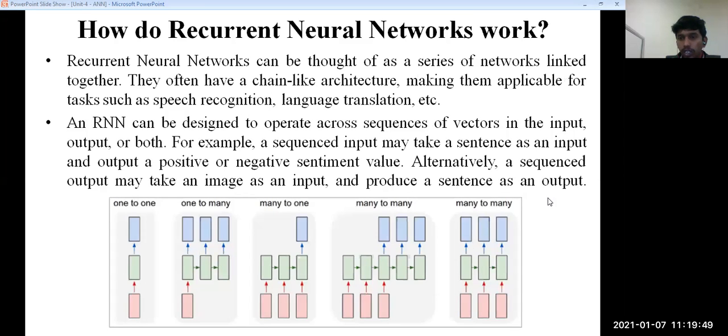So how actually does this RNN work? What is the working methodology of your recurrent neural networks? Recurrent neural networks can be thought of as a series of networks linked together. Here you can see the representation of your various understanding of your RNN. It can be one-to-one representation, that is input, hidden layer, and output. And here you can see one input, multiple hidden layers, and many outputs. Sometimes you may have multiple outputs also, among which you will be selecting a proper result.